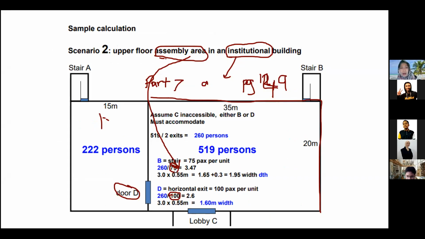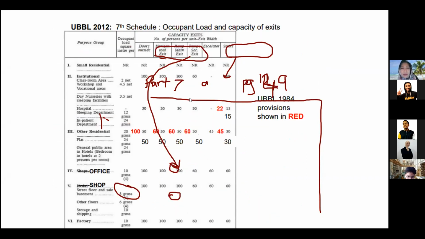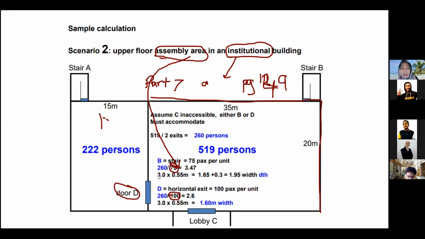Okay, Hiba. Yes. It says that upper floor assembly area. So assembly you need to refer to section part berapa assembly? Part 7. And the institution you have to refer back to part 2. Betul. Part 2 institutional. That's why all these numbers you need to refer to schedule. I can remember this, but we need to refer back to schedule.